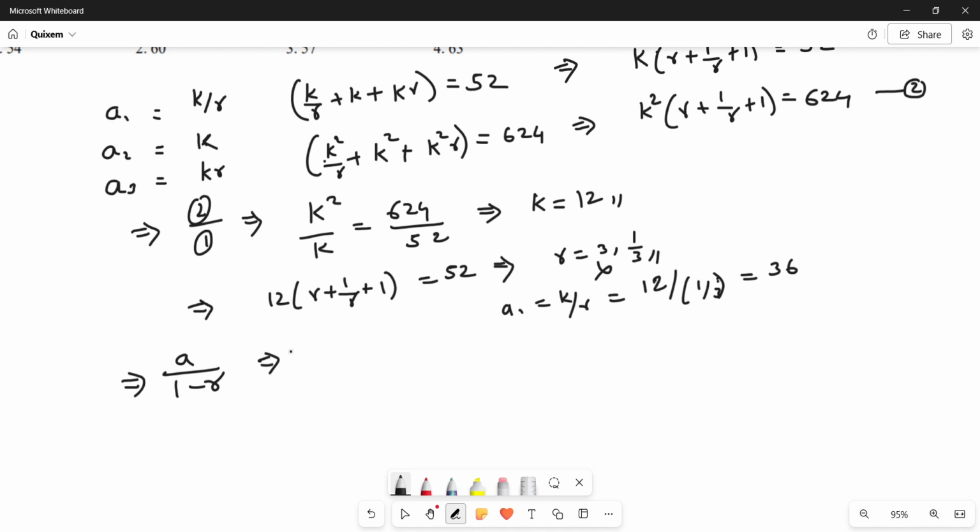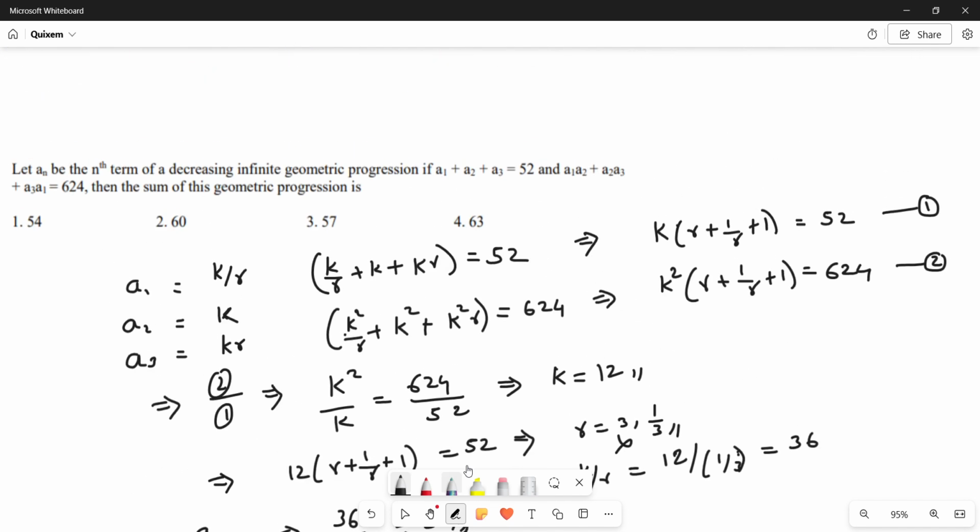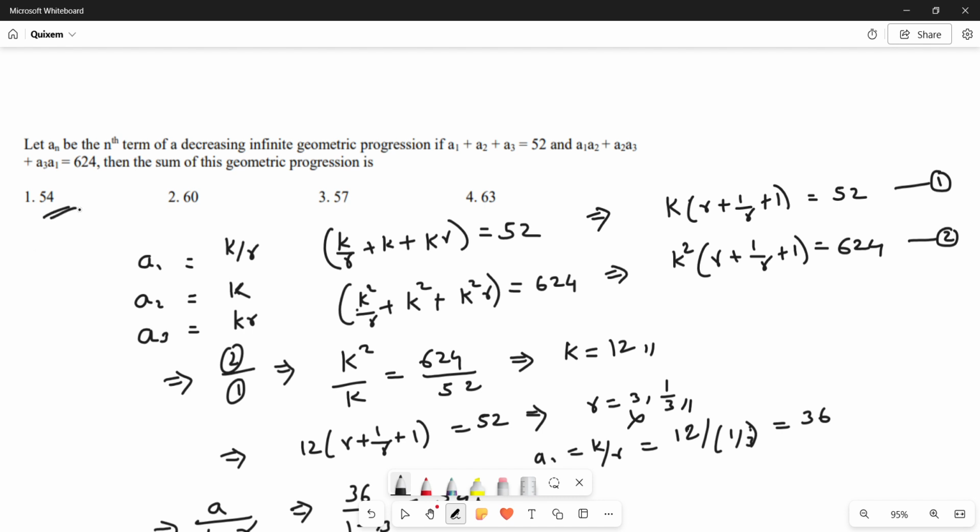Now let's substitute all that we know. That will give us 36 divided by 1 minus 1 by 3. This will simplify to 54. That will be option 1.